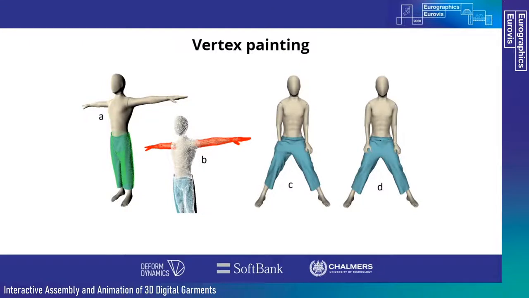Another use of the vertex painting system is collision masks, which make it possible to exclude different parts of either the garment or the character body from the collision detection system on a per-vertex basis. By painting the pants in the picture green and the arms red, we can make sure that unwanted collisions between the arms and the pants are ignored. This is especially important when using the system together with a performance-driven animation system, like motion capture, in which case noise in the recording can make limbs reach unnatural positions, such as an arm entering the torso.